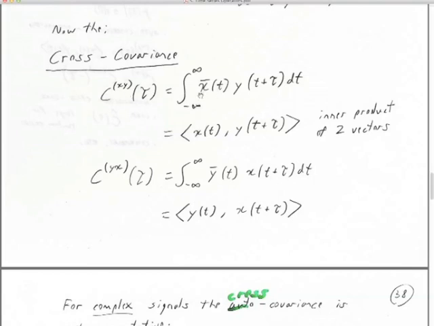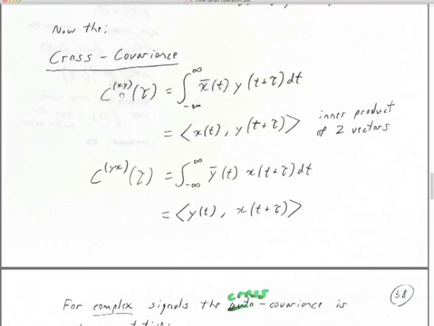Inside this integral, tau is a constant, and so it's like an inner product of x starting at t and y starting at t plus tau. We have the two time series, and we get their inner product, and that gives us the one complex number that is their cross covariance at that value of the lag tau. Now notice that only one of these gets its complex conjugate taken, which is the first one, that we call x in this equation.